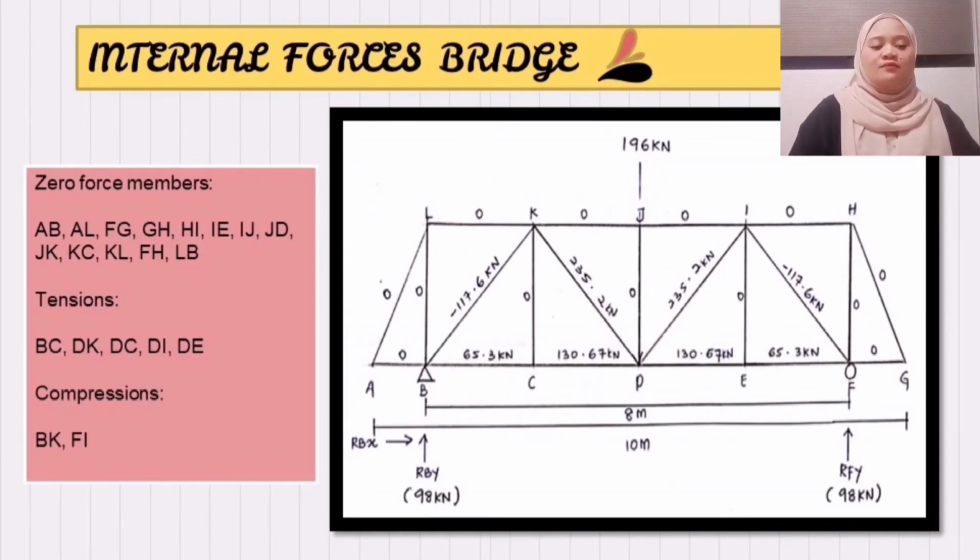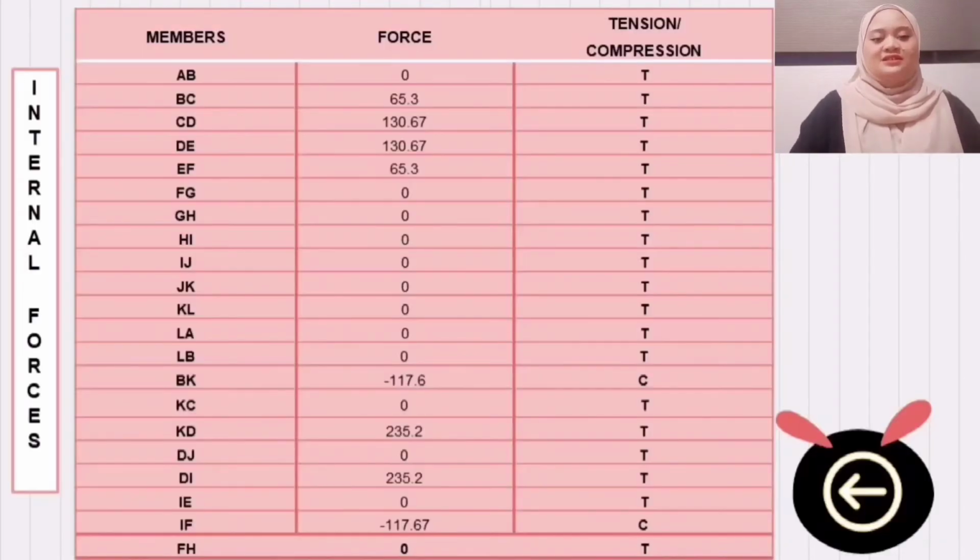The zero force members consist of 13 members. For tension, it consists of 5 members. And lastly, for compression, it consists of 2 members. This is the table where we list out the members and forces that we got from the calculation. As we can see, to determine the tensions and compressions, it is based on the values that we obtain from the calculation. If it is a positive value, it is a tension. The negative value is called a compression.